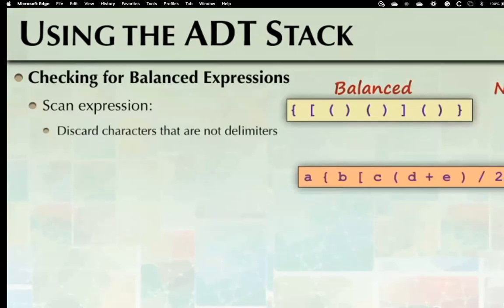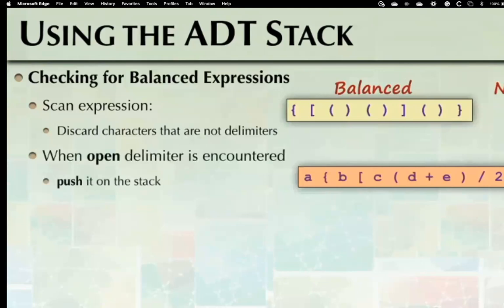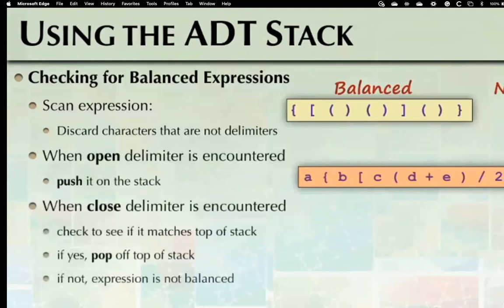We scan the expression from left to right, looking for delimiters and ignoring any characters that are not delimiters. When we encounter an open delimiter, we must save it. When we find a closed delimiter, we must see whether it corresponds to the most recently encountered open delimiter. If it does, we discard the open delimiter and continue scanning the expression. If we are able to scan the entire expression without a mismatch, the delimiters in the expression are balanced.